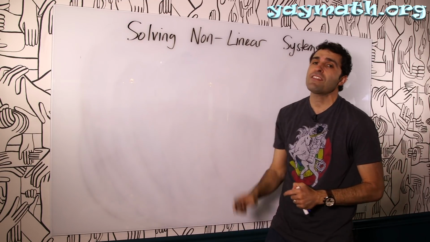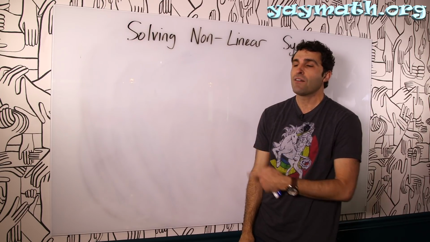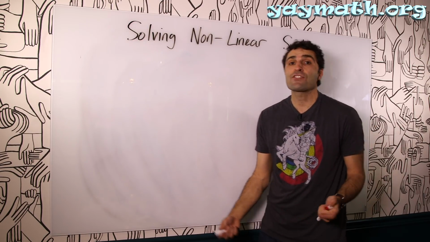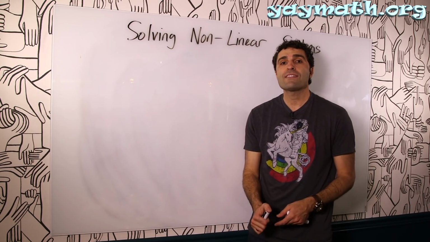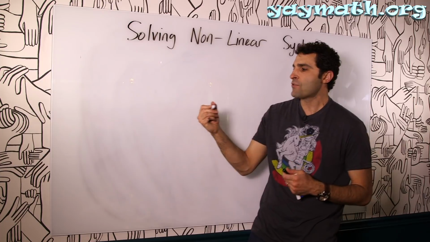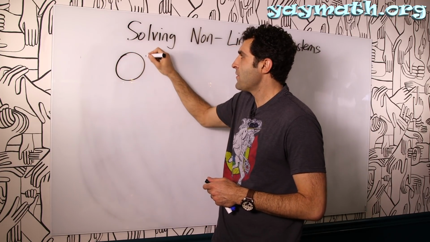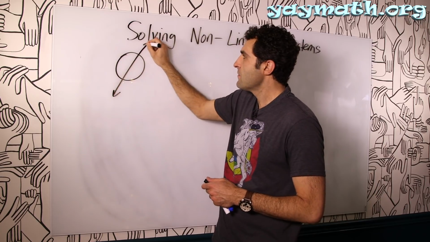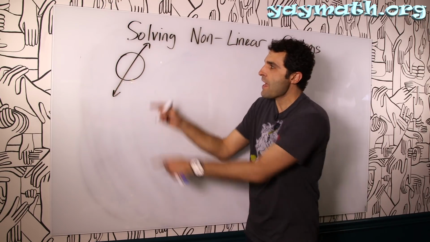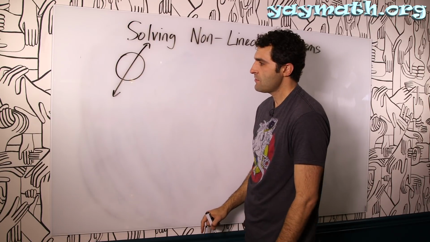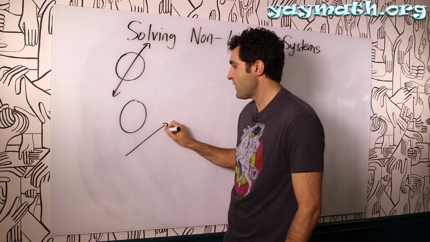What about when the systems are not lines, as we are about to do now? What if you had, let's say, a circle and a line? If you had a circle and a line, what are the ways that they can engage? Let's get some visualization. You could go like this, and that would be 2 points of intersection. Or you could have no points of intersection.